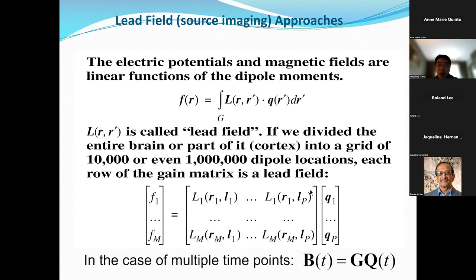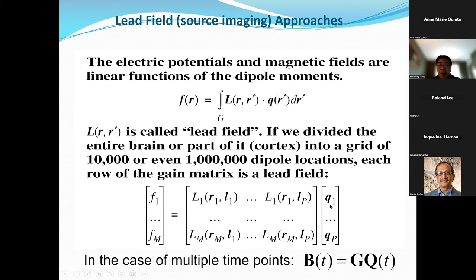I know the location. The problem becomes, how strong the dipoles are. Each dipole has basically three orientations and three strengths. But I mentioned that in the MEG case, we are insensitive to the radially oriented source. So the three dipole moment components become two, the two tangential components, the elevation angle and azimuth angle. So each location has two dipole moments. And my job is just to determine how strong the sources are, right?